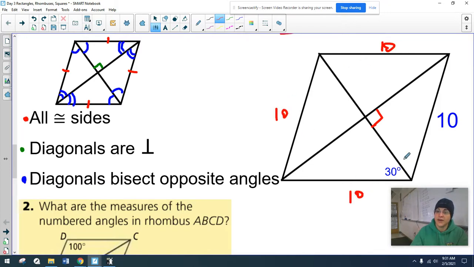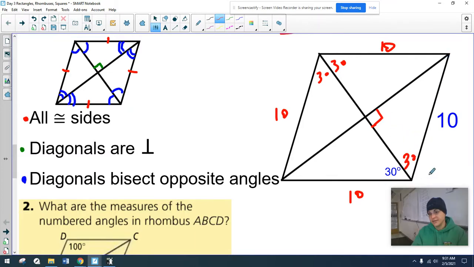And I know that diagonals bisect. So this diagonal bisects this, which means this is 30. Okay, alternate interiors. And then the way I'm going to figure out the rest, you can do it a couple of different ways. You can do the 3 angles in a triangle, that's fine.